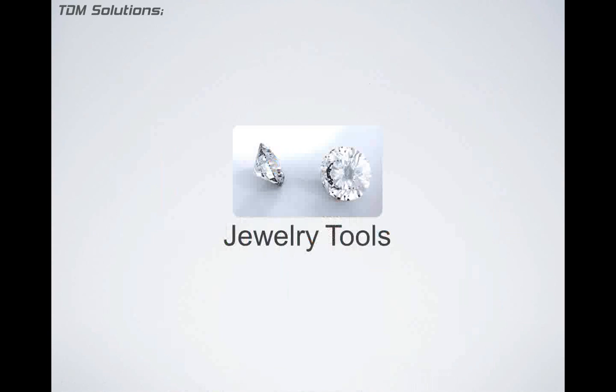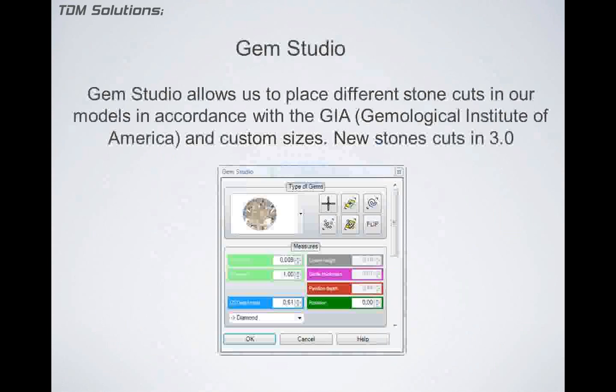Okay, jewelry tools. Sorry if I'm talking really fast, but we have a lot of things to talk about today. The Gem Studio allows you to place different stones. By default it follows the GIA standard, but we can customize the sizes. If we want to change any proportion, we can do it.